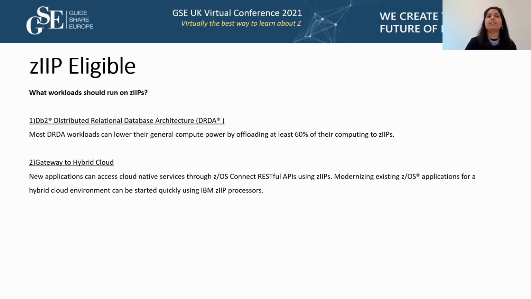The second thing is the gateway to hybrid cloud. New applications can access cloud native services through z/OS Connect RESTful APIs using the zIIP. Modernizing your existing z/OS applications for a hybrid cloud environment can be started quickly using the IBM Z processor.